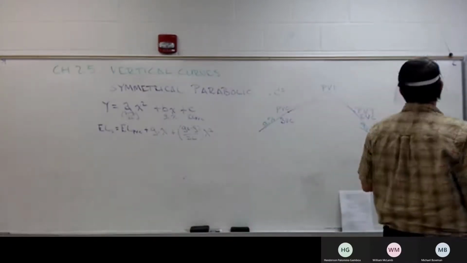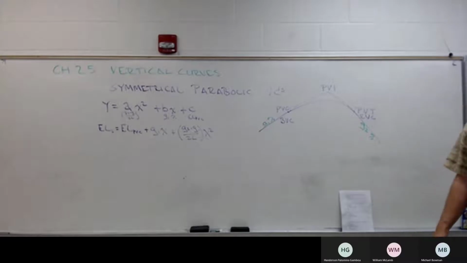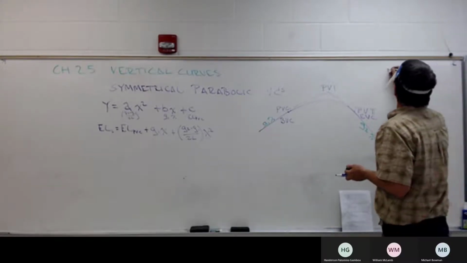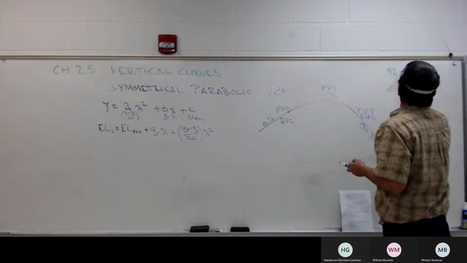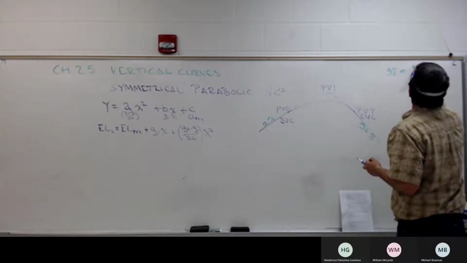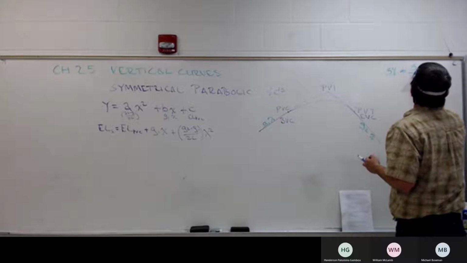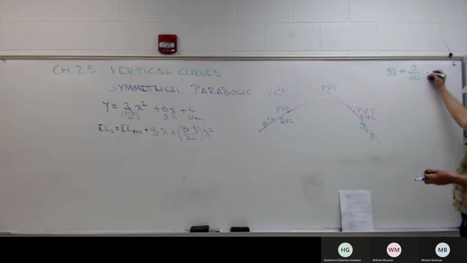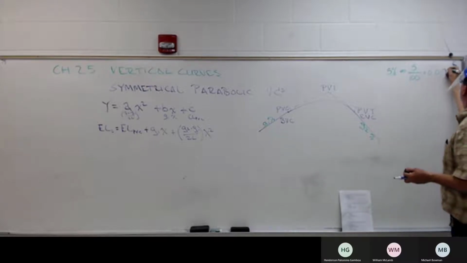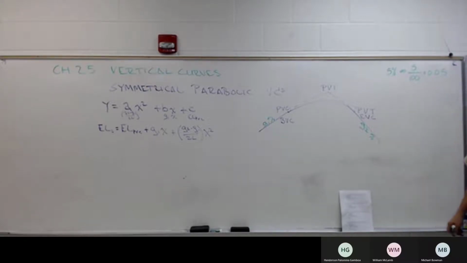Okay, so a percentage means change per hundreds of feet, right? So if you see something that says 5%, then what that means is you have 5 feet of change in every 100 feet. In a decimal format, that would be 0.05.